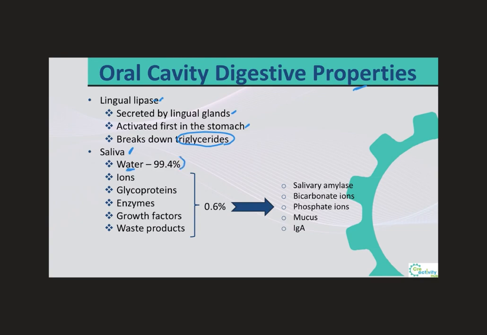So 99.4% of the saliva is in fact water. And the remaining 0.6% is going to be this complex mixture of ions, glycoproteins, enzymes, growth factors, and waste products. And perhaps the most important ingredient in saliva from the perspective of the digestion process is the enzyme salivary amylase, which will be important for the initiation of the breakdown of carbohydrates.